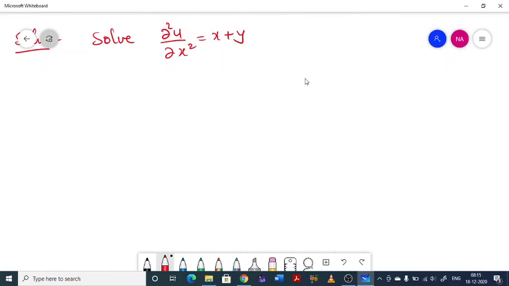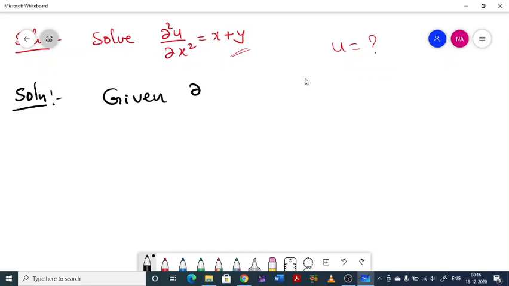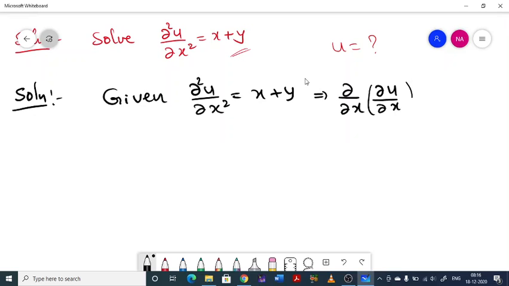Here what is our intention? Our intention is to find u. What is the value of u satisfying this PDE? That is our intention. Solution: given dou square u by dou x square equal to x plus y. So that is the given differential equation. I can write this as dou by dou x of dou u by dou x equal to x plus y. We can write in this form, no doubt about it.